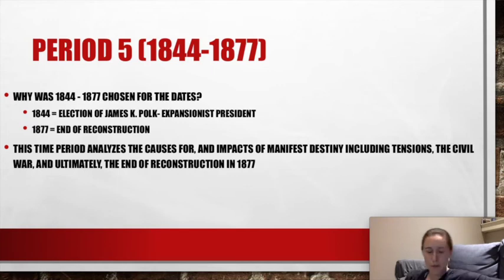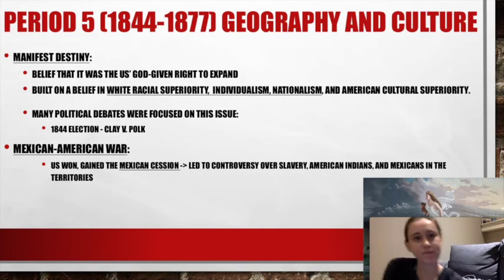So we've entered into a new period. This is period 5, 1844 to 1877. Now, 1844 is marked by the election of James K. Polk, a president who supports expansionist policies. And then 1877 is the end of Reconstruction. So this time period is really going to focus on some of the causes and the buildups towards the Civil War itself, some of the aftermath, as well as the period known as Reconstruction, with some Manifest Destiny and expansion thrown in there as well. So, Manifest Destiny.